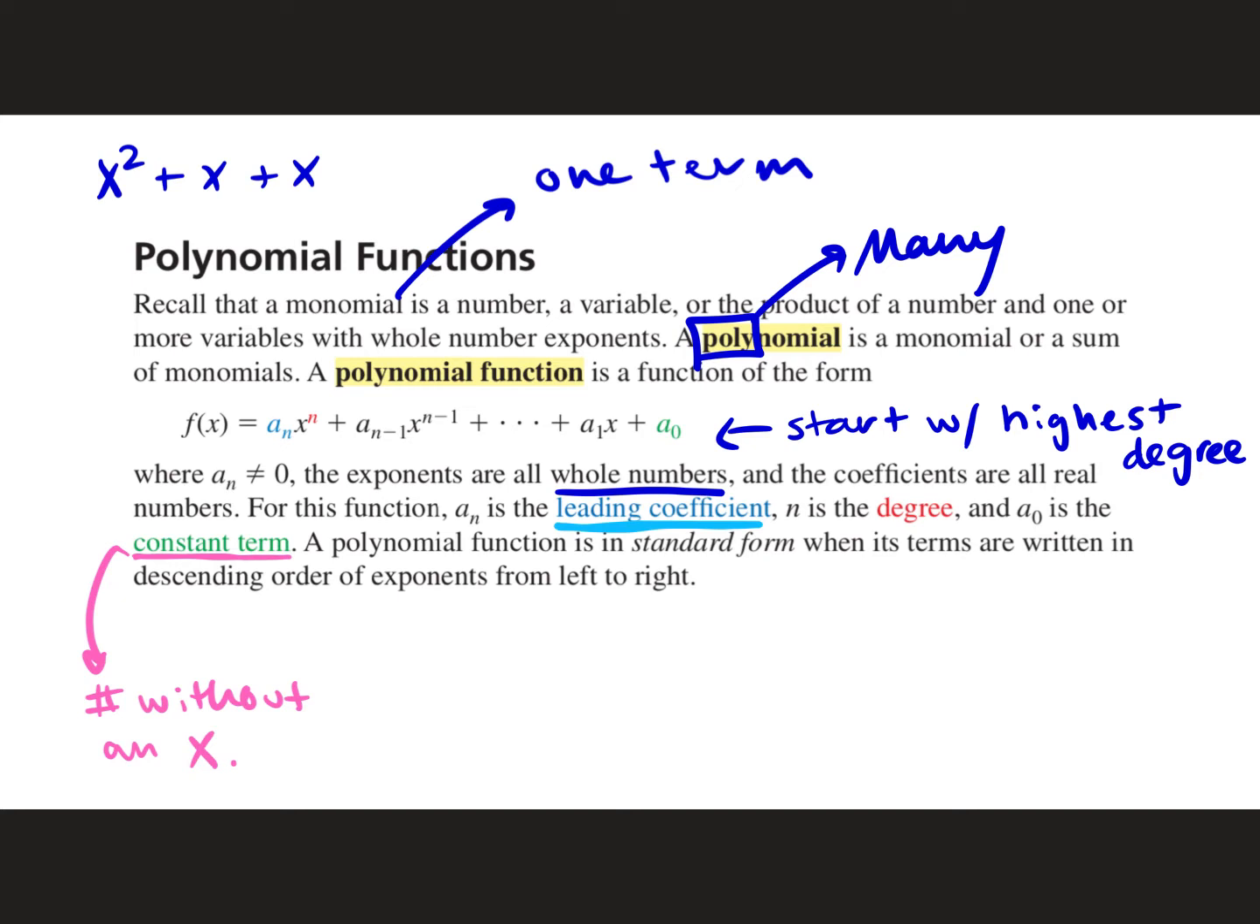So a polynomial function is in standard form when its terms are written in descending order of the exponents from left to right. So highest to lowest exponents. So the exponents is what makes it in standard form.